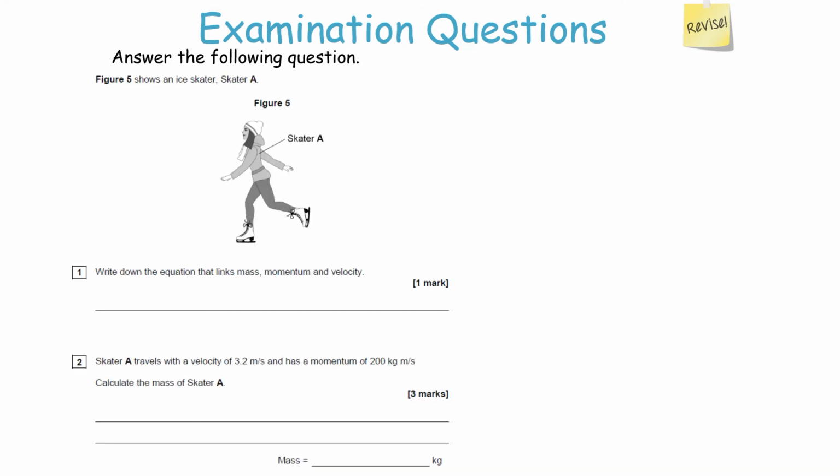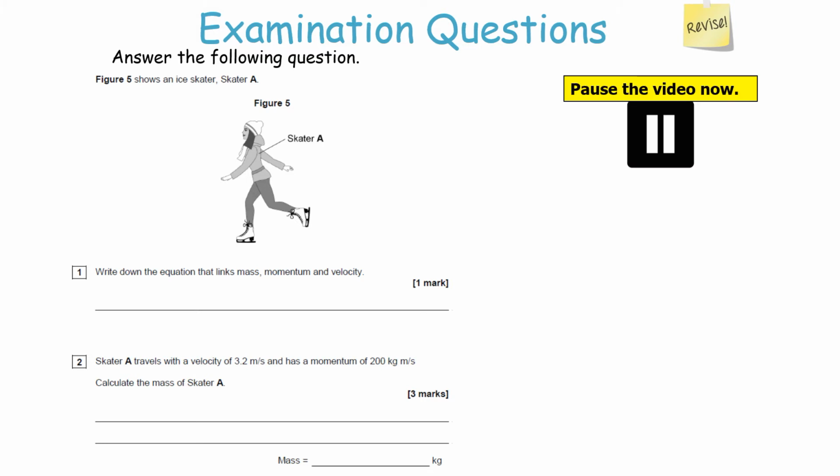Next question. Figure 5 shows an ice skater, skater A. Write down the equation that links mass, momentum and velocity. Then skater A travels with a velocity of 3.2 meters per second and has a momentum of 200 kilograms meters per second. Calculate the mass of skater A. So pause the video now, then unpause the video when you want to go through your answer.